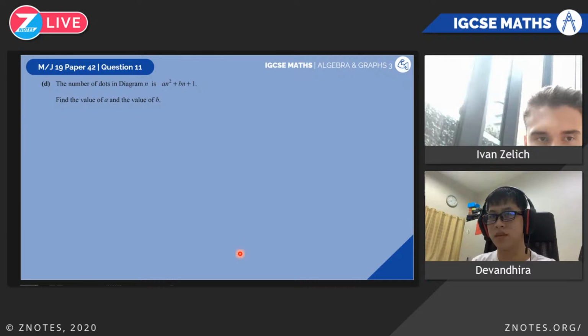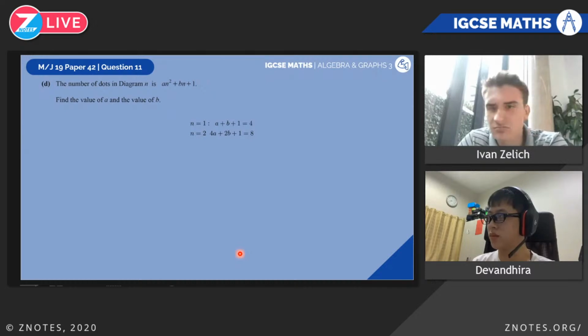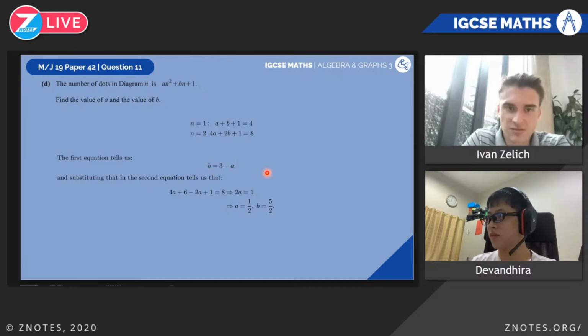Well, we have the number of dots. For n equals 1, the number of dots is 4, and for n equals 2, the number of dots is 8. We have two unknowns, a and b. So all we're going to do is use our favorite method of solving linear equations. And as I mentioned last week, that one is usually substitution. So the first equation tells us that b equals 3 minus a.